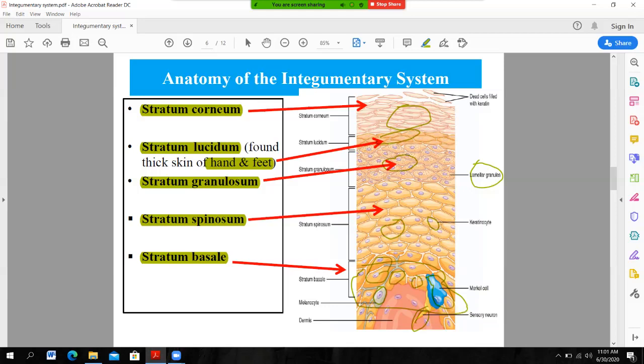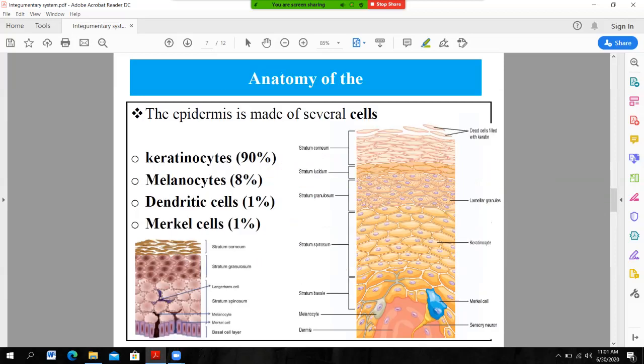At the stratum granulosum, there are lamellar granules which make the skin waterproof. The dead keratinocytes protect the underlying tissue. So the epidermis is made of several cells. The majority of the cells are keratinocytes, almost 90% of the cells.